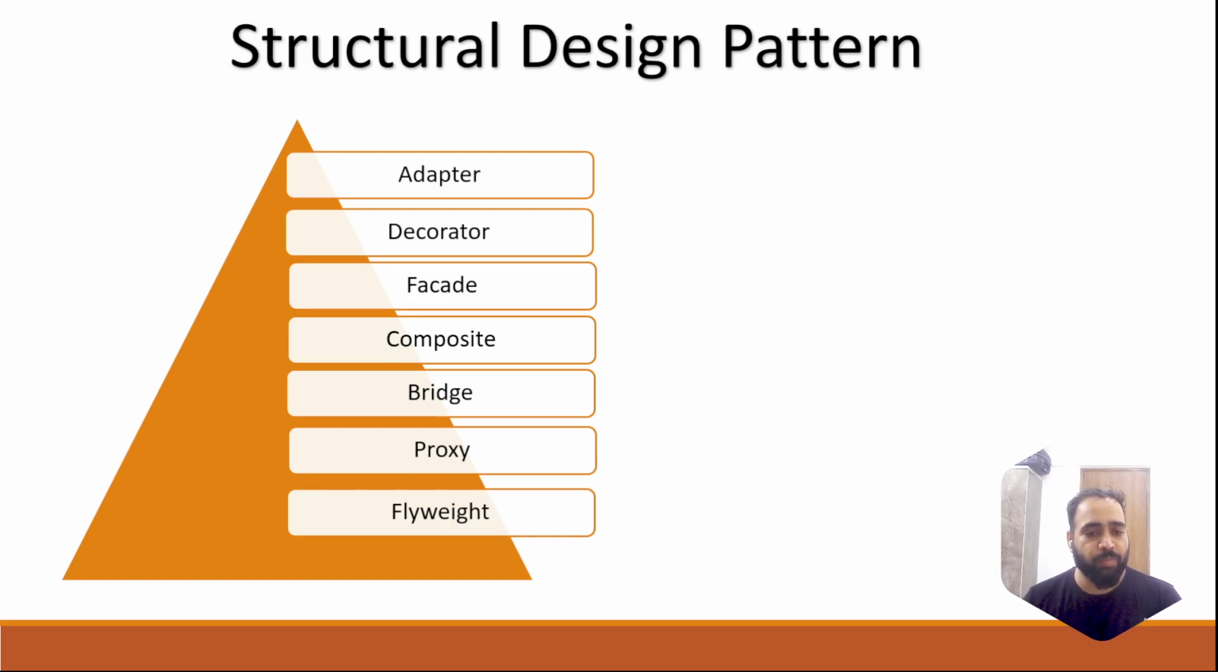The second last is the proxy design pattern. It provides a placeholder, or you can say a surrogate, for another object to control access to it. Like the proxy settings. The last one is the flyweight, which reduces memory usage by sharing common data between similar objects. So similar objects can share the common data. In this way, you can reduce the memory usage by the system.